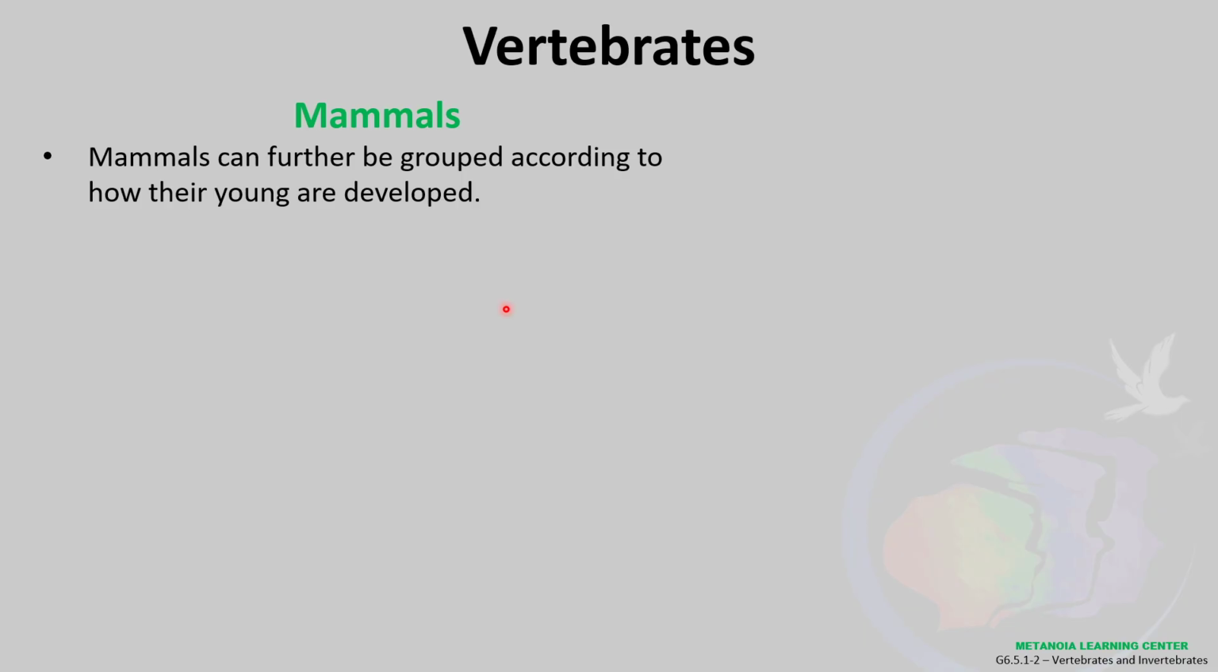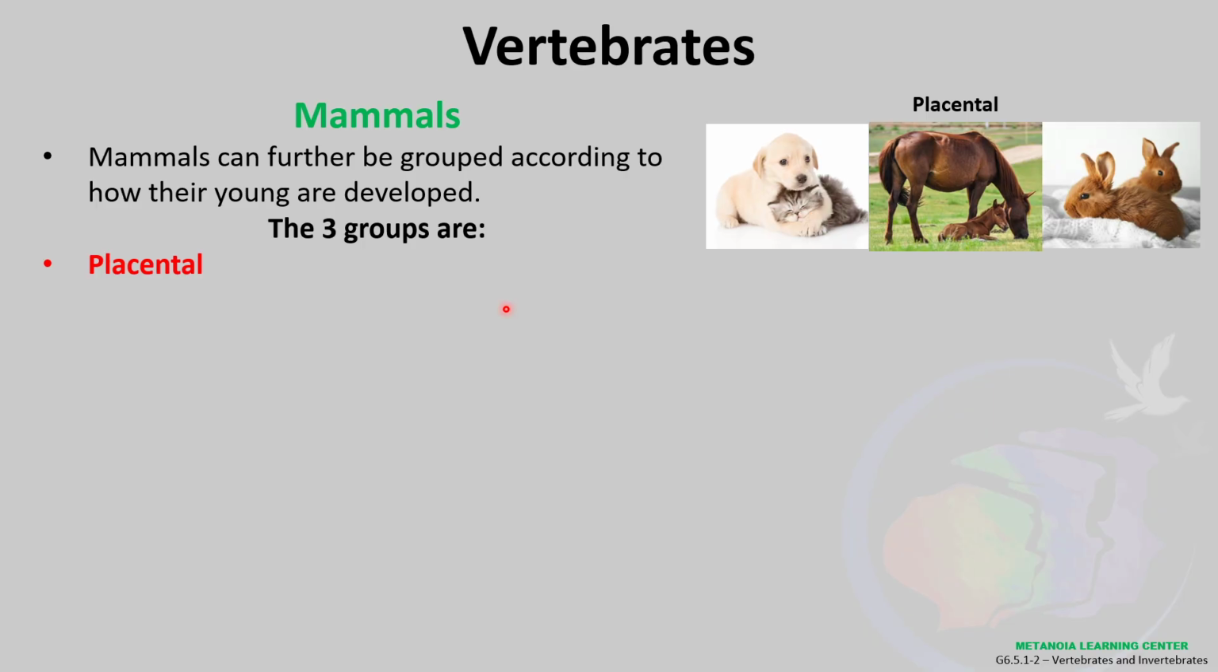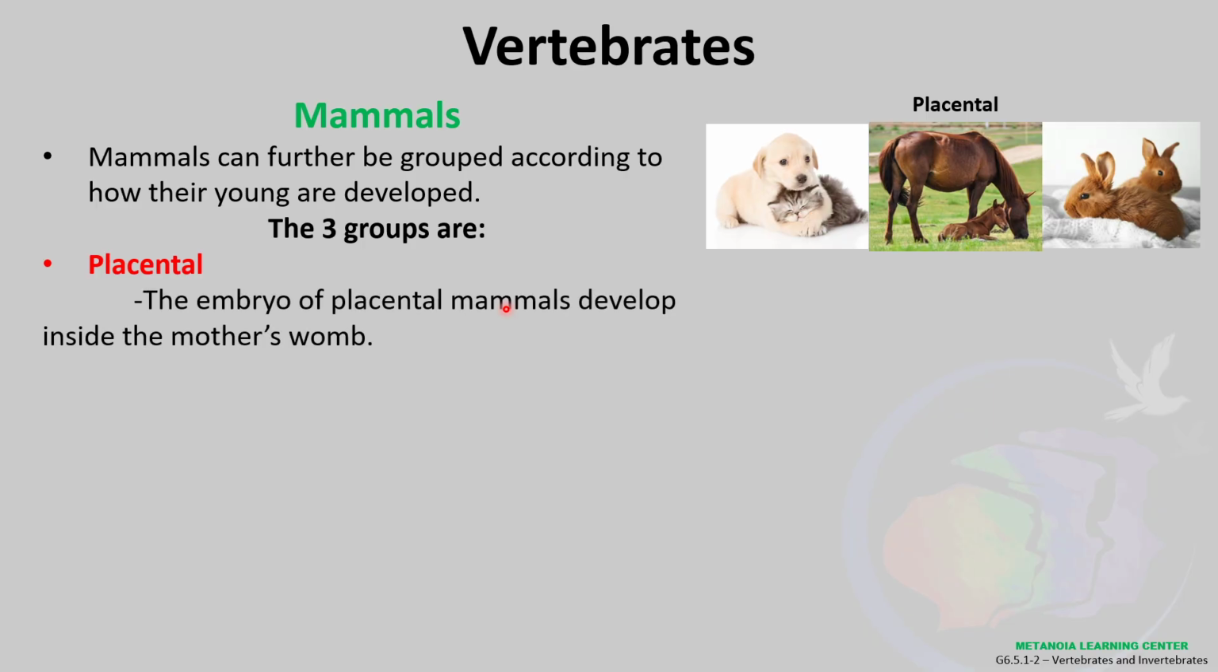Mammals can further be grouped according to how their young are developed. We are still talking about mammals. Okay? The three groups are placental. Ito yung example of placental mammals. The embryo of placental mammals develop inside the mother's womb, just like yung lesson natin about reproductive system. Yung young, yung baby, nagfo-form inside the body of the mother. Okay? So just like these examples of animals, the placental. So these are example of placental mammals.